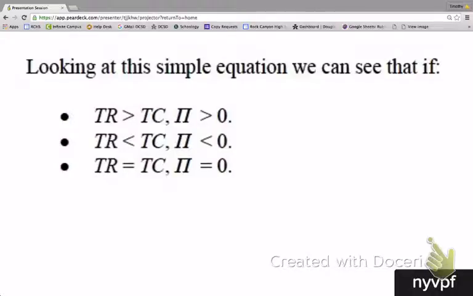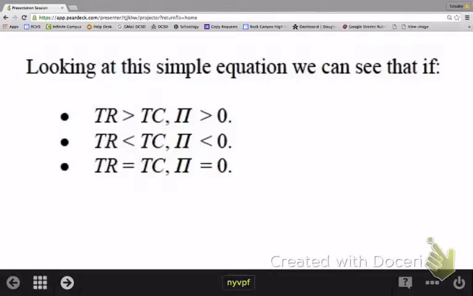So looking at this simple equation, we can see that if total revenue is greater than total cost, economic profit is greater than 0 and positive. If total revenue is less than total cost, then economic profit is less than 0 and therefore it's negative. If total revenue equals total cost, then economic profit is equal to 0, and we say this is a normal profit.